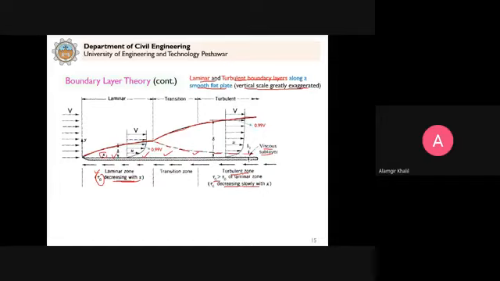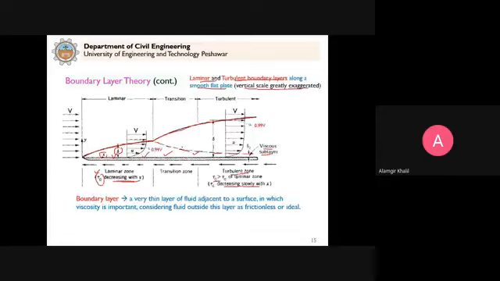Similarly, we are interested to calculate what is the thickness of the boundary layer at any distance x. For example, what is the thickness of boundary layer? It is denoted by delta. So this boundary layer is a very thin layer of fluid adjacent to the surface, in which viscosity is important, and we consider the fluid outside this layer as frictionless or ideal.